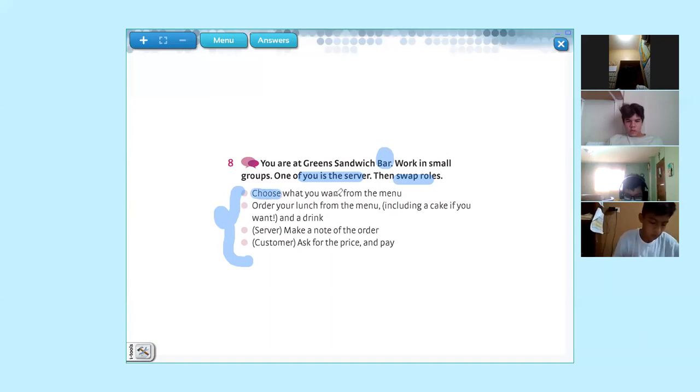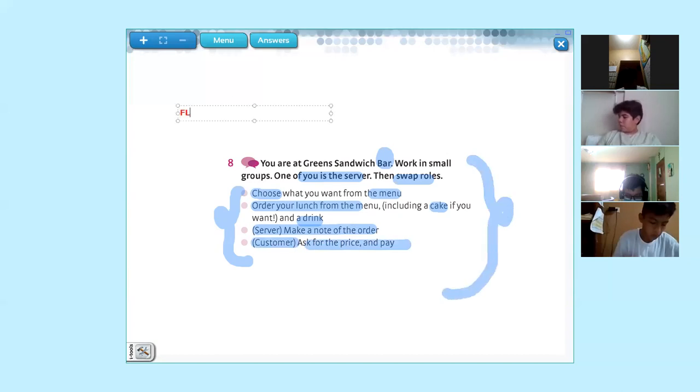Choose what you want from the menu. Order your lunch from the menu, including a cake if you want, and a drink. Server, make a note of the order. Customer, ask for the price and pay. The customer, okay? This is the conclusion that you are going to do in this case.